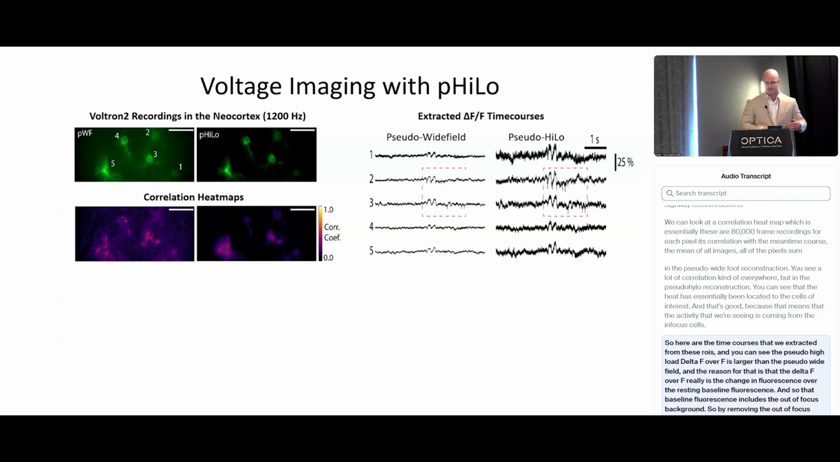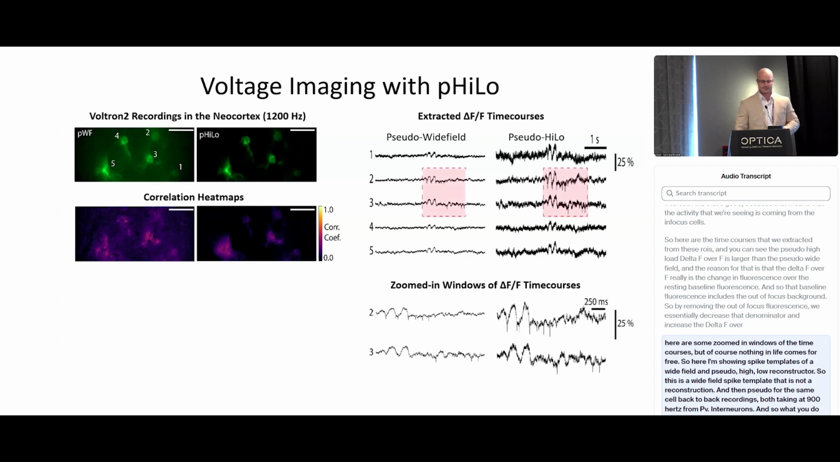So here are the time courses that we extracted from these ROIs. And you can see the pseudo-HiLo delta F over F is larger than the pseudo-wide field. And the reason for that is that delta F over F really is the change in fluorescence over the resting baseline fluorescence, and that baseline fluorescence includes the out of focus background. So by removing the out of focus fluorescence, we essentially decrease that denominator and increase the delta F over F. Here are some zoomed in windows of the time courses.